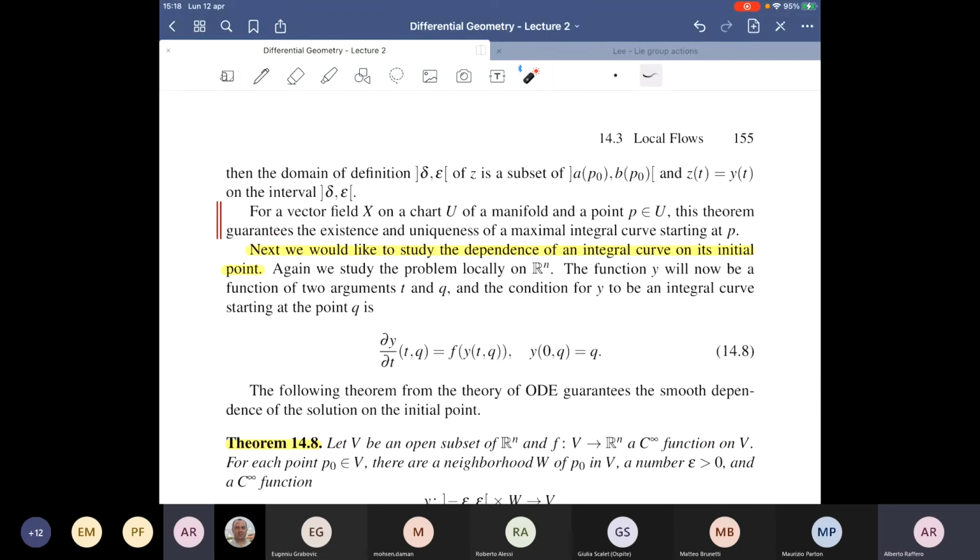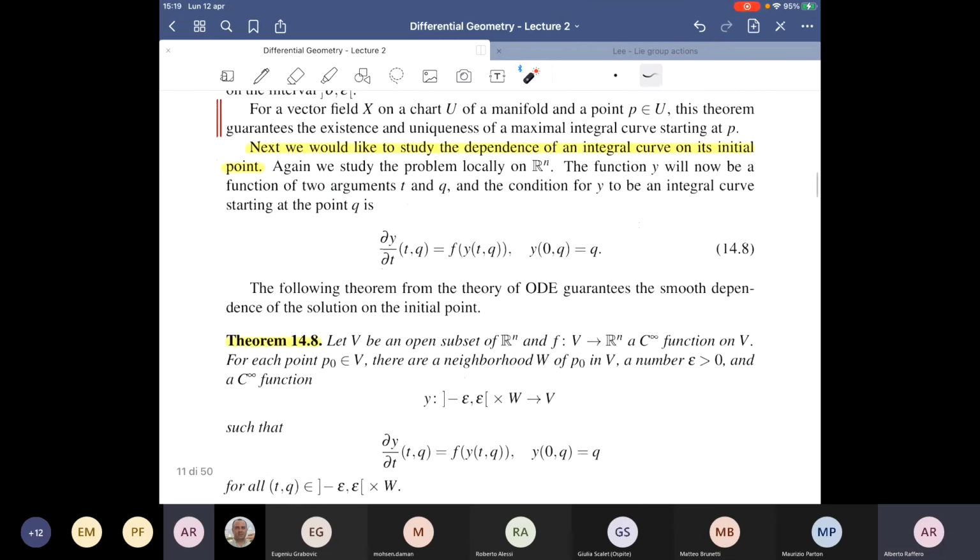Of course, if you remember from the courses of analysis, when you study ODEs, when you study systems of ODEs, you can also investigate the dependence of the solution on the initial datum. So not only the smooth dependence on the parameter, but also on the initial datum you are considering. And again, since everything here is smooth, we do not have any problem at all. So also in this case, the solution will depend smoothly on the initial point we choose on the manifold.